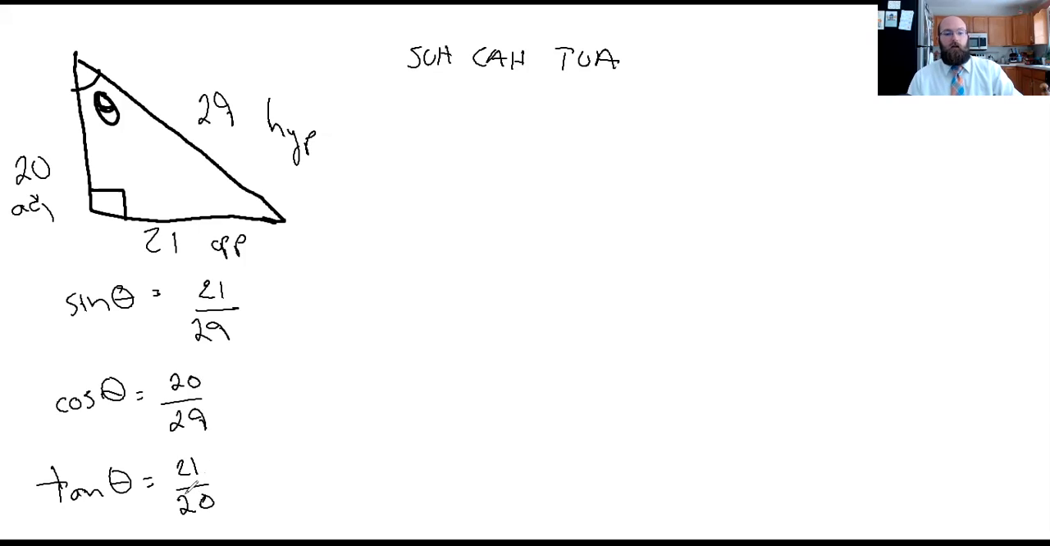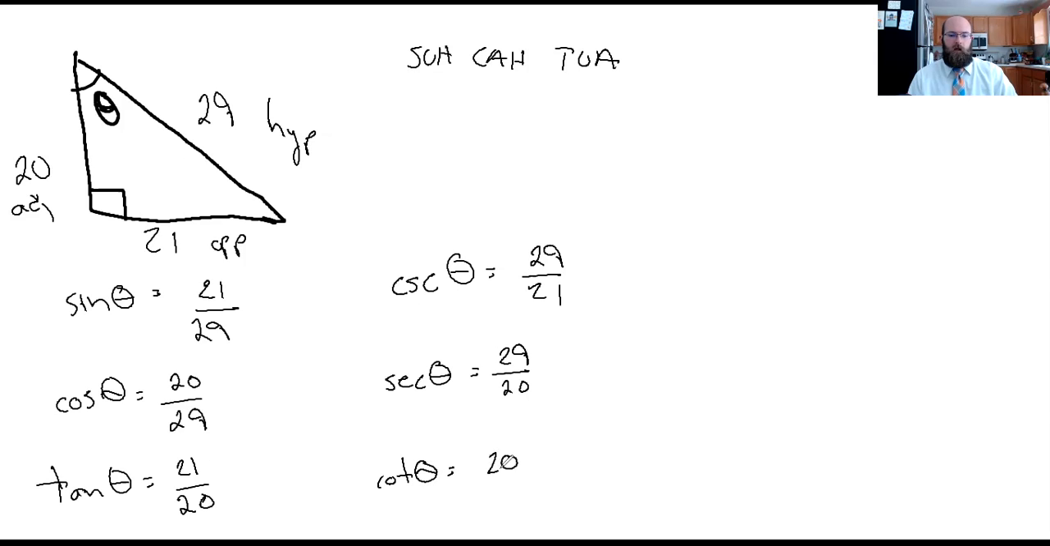I know. Now let's go over and let's do those reciprocal functions. So we have cosecant, sorry. Cosecant of theta equals, it's going to be the reciprocal of sine. So it's going to be now 29 over 21. And then we have secant of theta is going to be the reciprocal of cosine. So that's 29 over 20. And cotangent theta is going to be 20 over 21. Exciting. I know, just riveting. You just can't even contain your excitement, I understand.